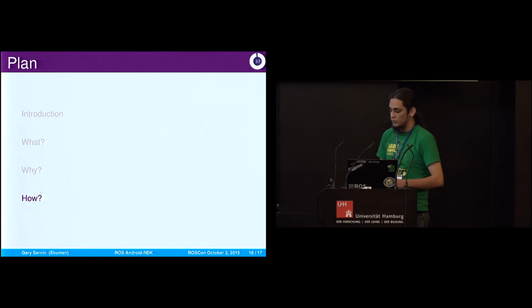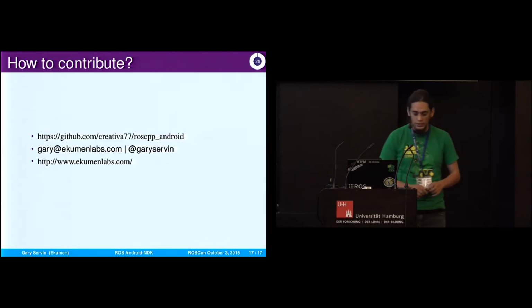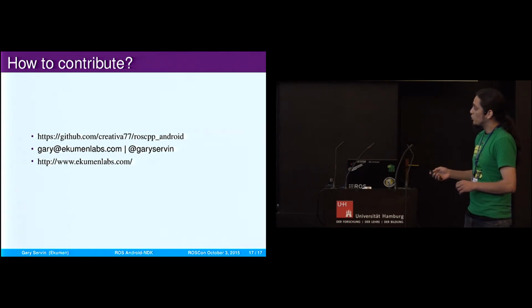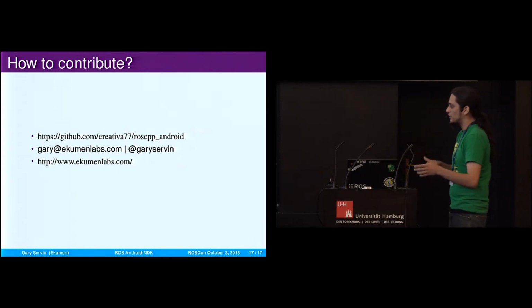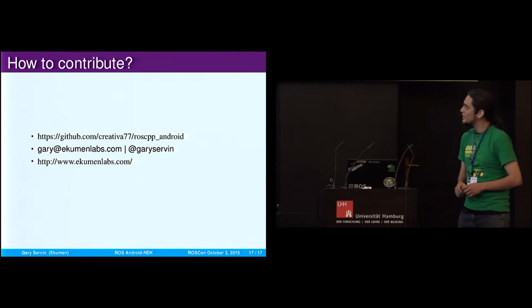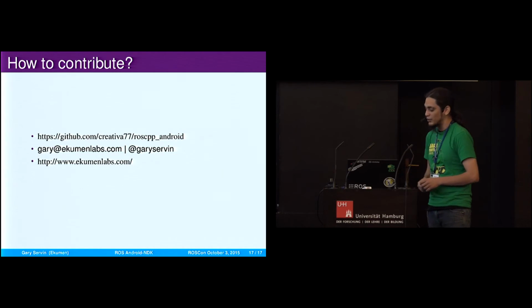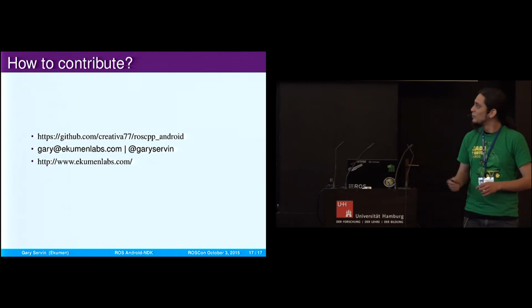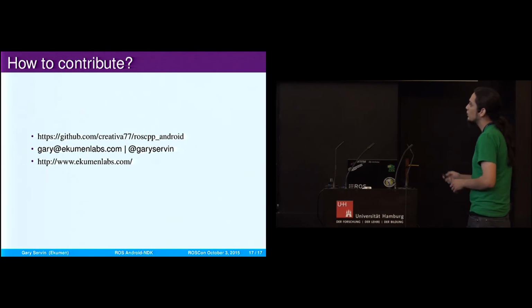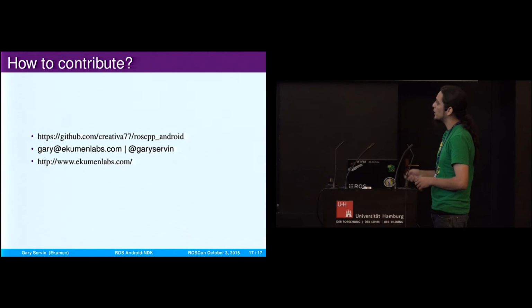So how can you contribute? There is a GitHub repo. Ecumen was named differently before last week. We were Creativa 77, so they're still on the old repo. We are migrating that, but you can go there. I forgot to add the tutorials link here. You can write to me at my email or visit our page.